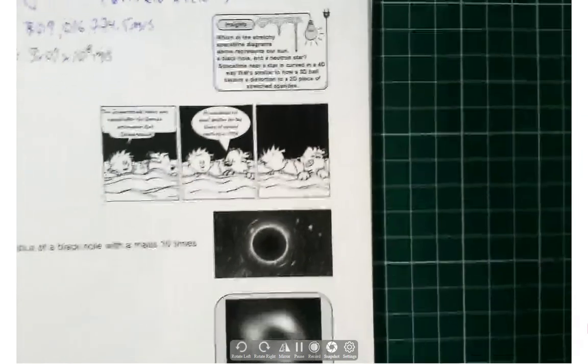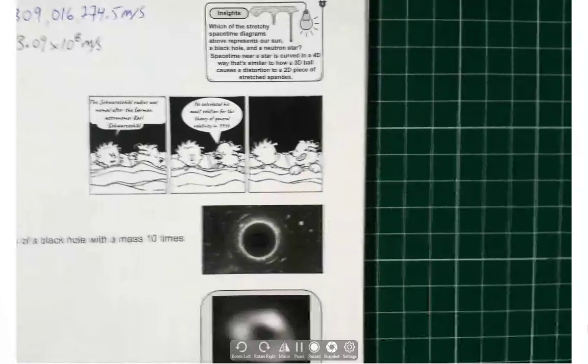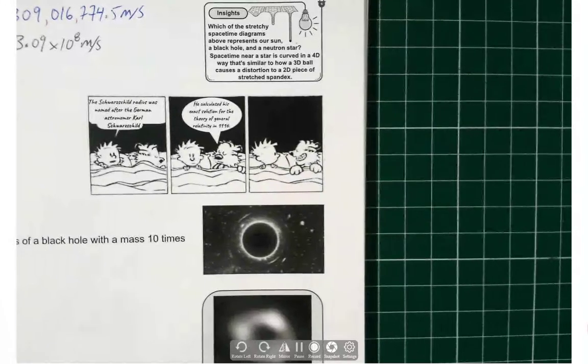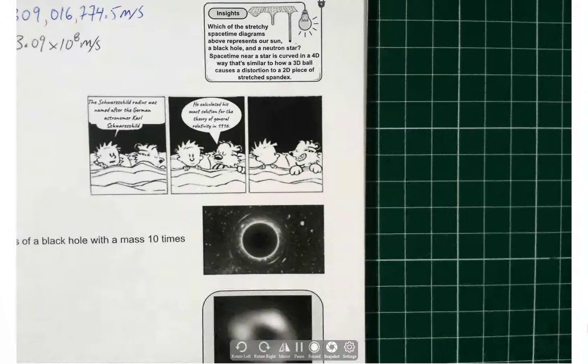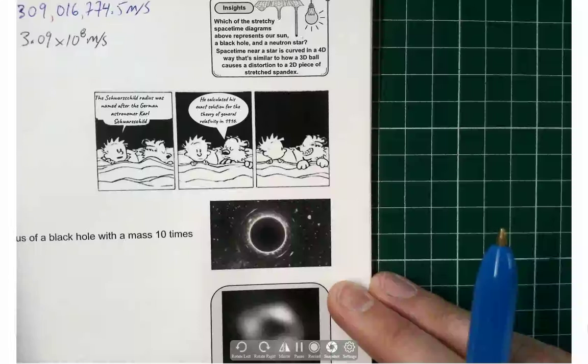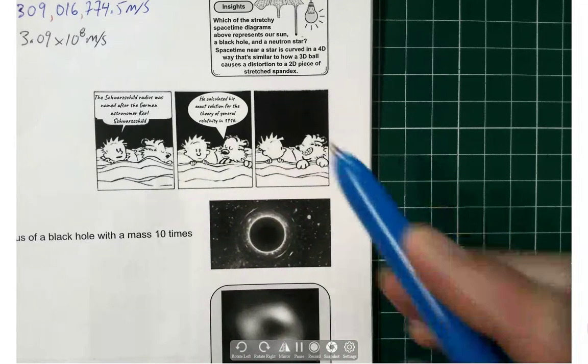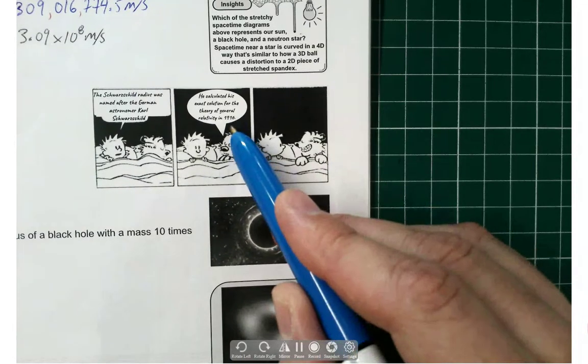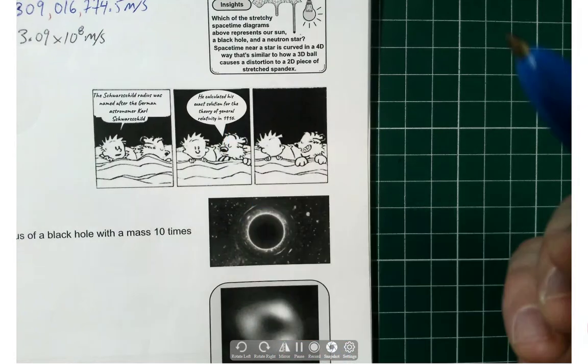All right. So Calvin and Hobbes are here talking about something called a Schwarzschild radius, named after a German astronomer, Karl Schwarzschild. I love Schwarzschild because Schwarz is black in some language, I thought, and child, like the dark child. So we're talking about black holes here. This Schwarzschild radius, which we're about to calculate, is the radius of a black hole. He calculated it first in 1916.